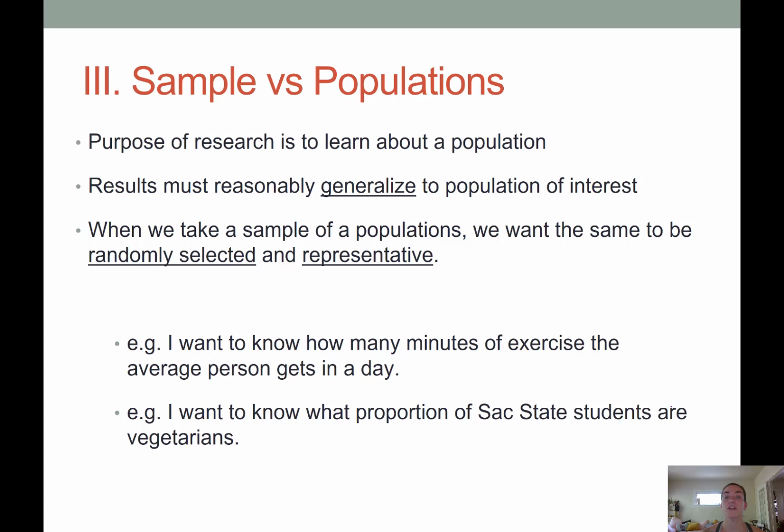This example says I want to know what proportion of Sac State students are vegetarians. So who am I interested in learning about? I'm only interested in learning about Sacramento State students. So that is my population of interest. So to answer this question, I would sample from students at Sac State.